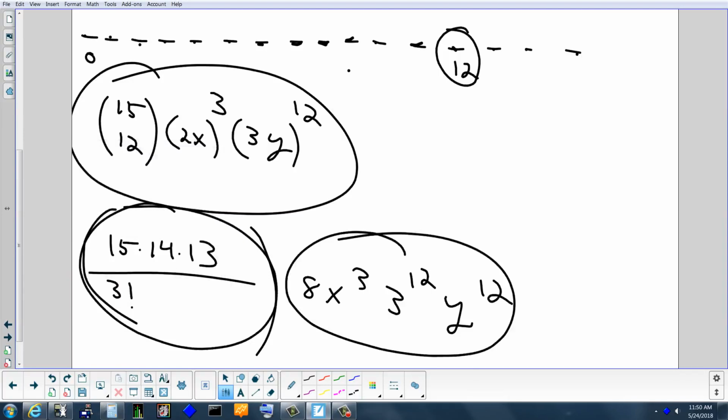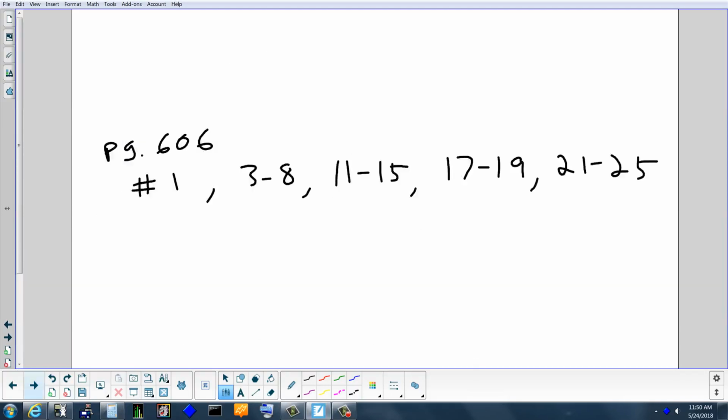Any other questions on that? Okay, so that's the homework for tonight. It's on page 606, and it's 1, 3 through 8, 11 through 15, 17 to 19, and 21 to 25.